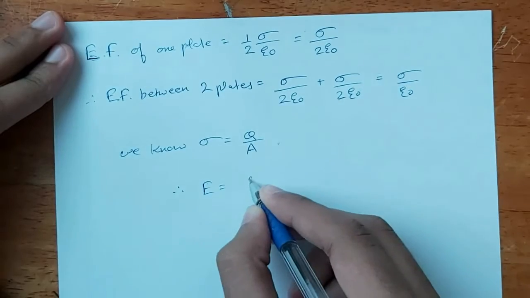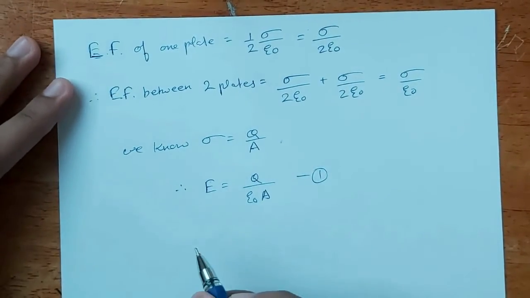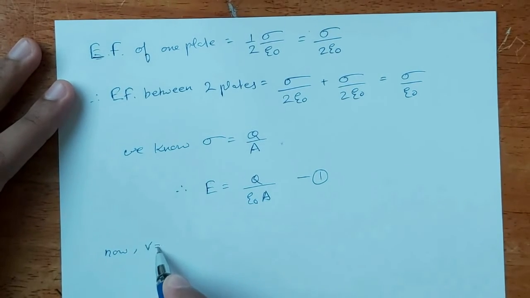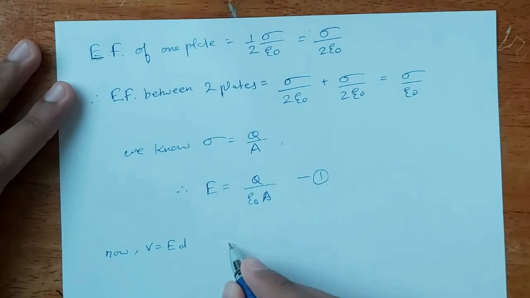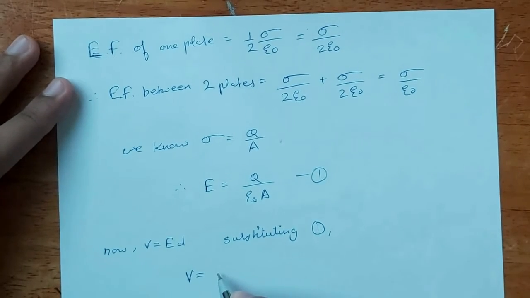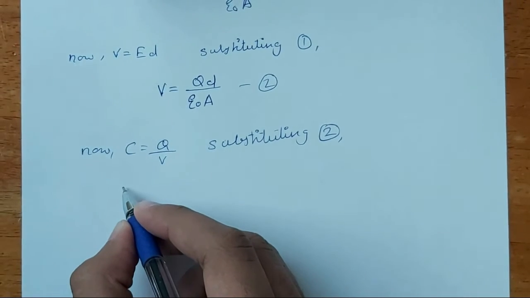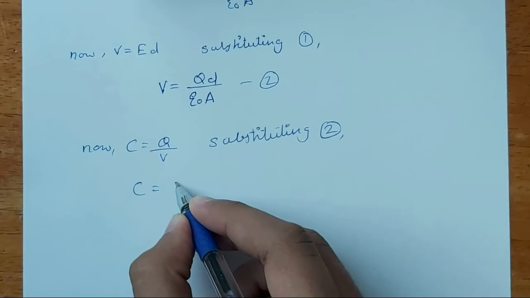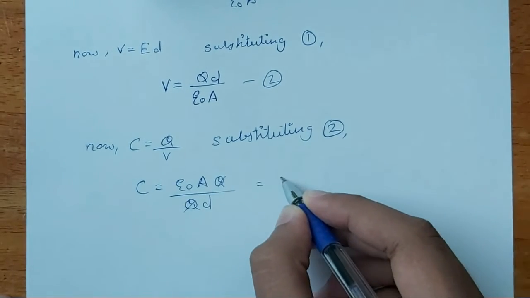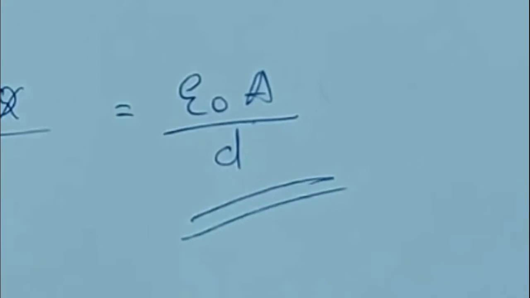Now we know that the voltage is equal to electric field times distance. So we substitute our first equation in this equation. So now we get Q times D by epsilon 0 A. We also know that capacitance is equal to charge by voltage, and we substitute our new equation into this equation, and now we get epsilon 0 A by D, where A is the area of the plates and D is the distance between the plates. And there you have it, that's your equation.